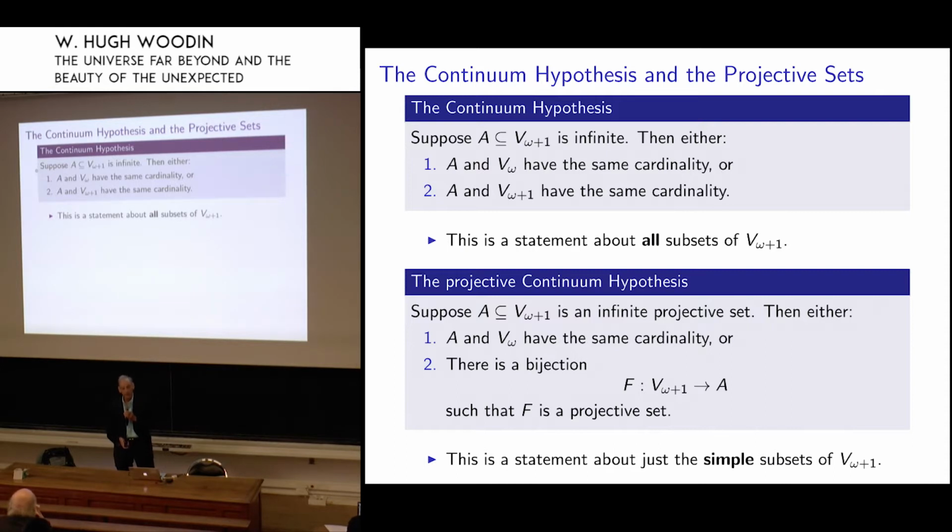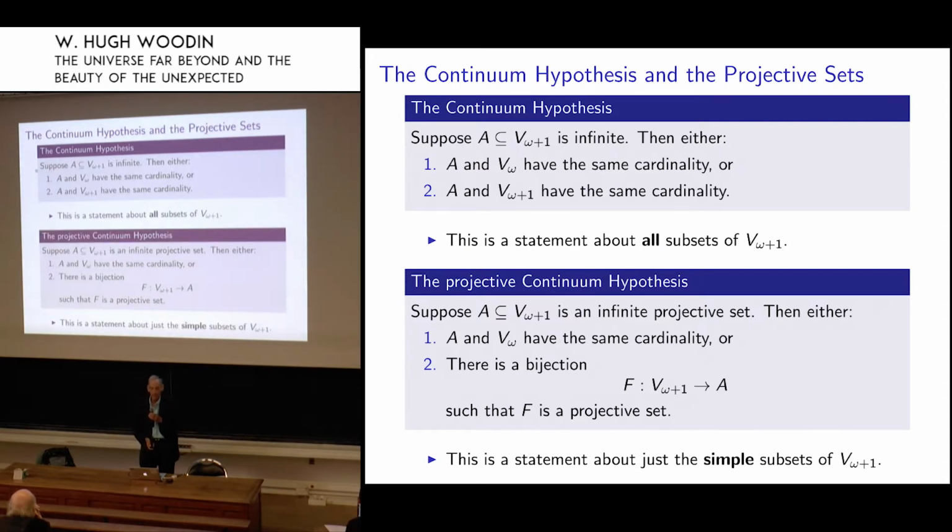If you have an infinite subset of V omega plus 1, then either it and V omega have the same cardinality, it's countable, or the set and V omega plus 1 have the same cardinality. That's just a reformulation of the continuum hypothesis, but it's more natural because it's pointing exactly to the sets of interest. So this is a statement about all subsets of V omega plus 1. But we want to look at a special case. So let's localize and formulate the projective continuum hypothesis.